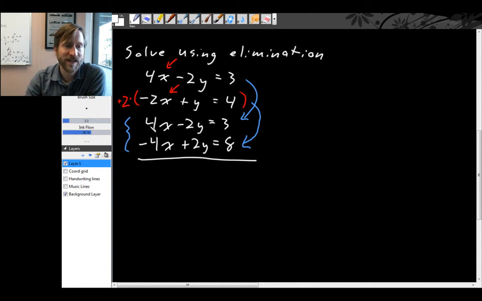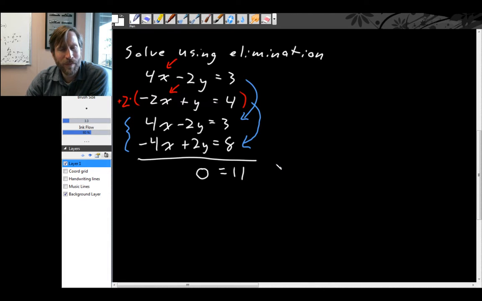So adding left-hand sides, 4x minus 4x is no x's. And minus 2y plus 2y, that's no y's. So we get a 0 here. And then on the right-hand side, 3 plus 8 is 11.